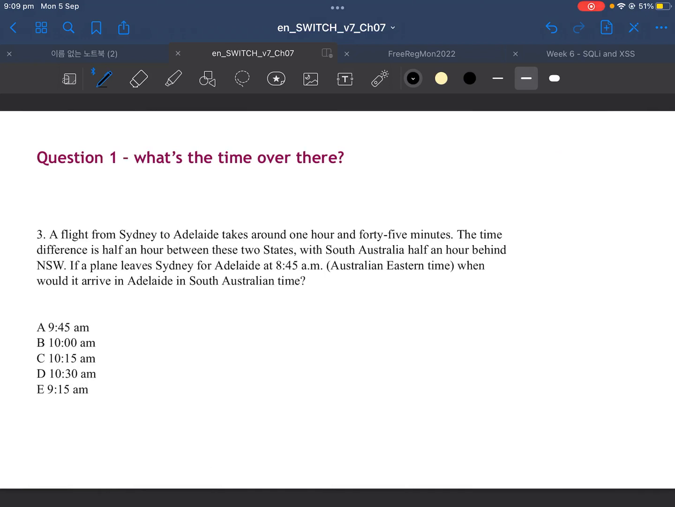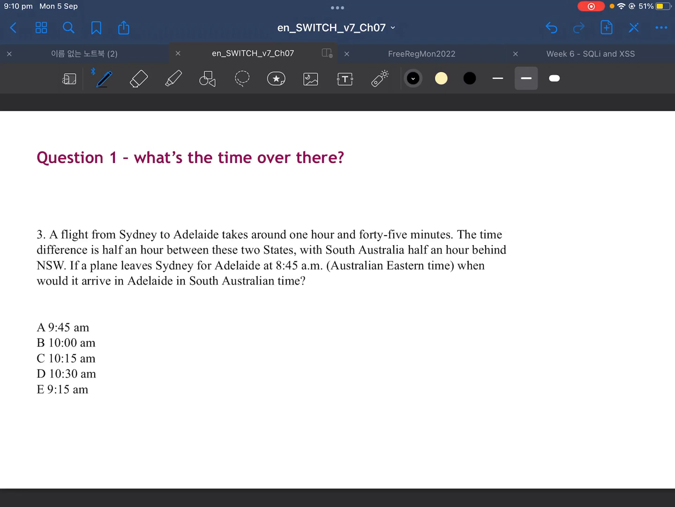Next, we have question 3. A flight from Sydney to Adelaide takes around 1 hour and 45 minutes. The time difference is half an hour between these two states, with South Australia half an hour behind New South Wales. If a plane leaves Sydney for Adelaide at 8:45 a.m., when would it arrive in Adelaide in South Australian time? This question seems a lot harder than it actually is, mainly because of the wording, okay? But we have to get straight two things.